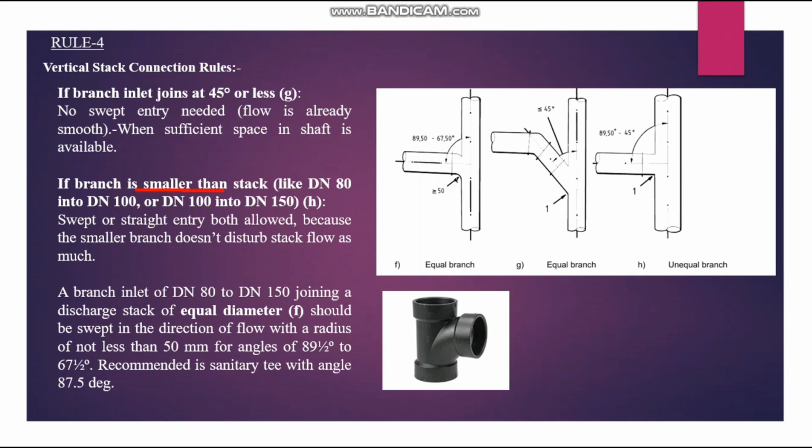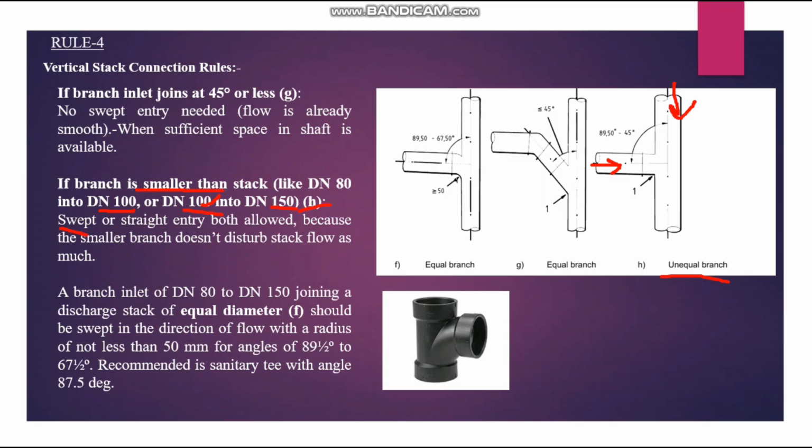For example, you can see the H. The H means this is the one unequal branch. For example, this connection coming from the flow trap with the 80 mm dia, and this connection is going with the 100 mm dia. So there are different connections between the branches and the riser. Okay, 80 to 100 or 100 to 150. 100 mm branch pipe, 150 mm riser pipe.